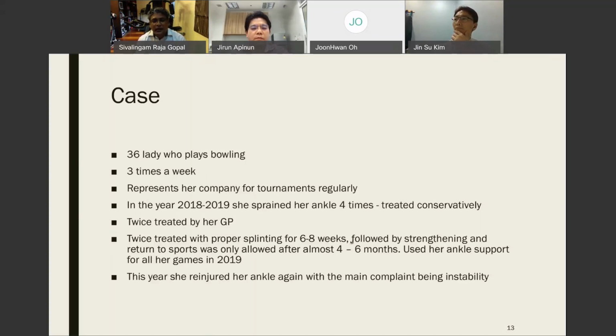splinting done. Due to the pandemic, from 2019 to 2020, she never played any games. She went back to work in 2020, and she had another episode of instability. She came back, and this time I proceeded with surgery for her.